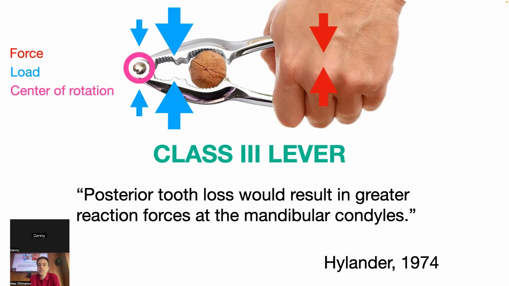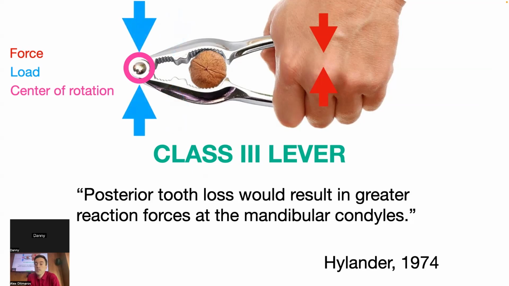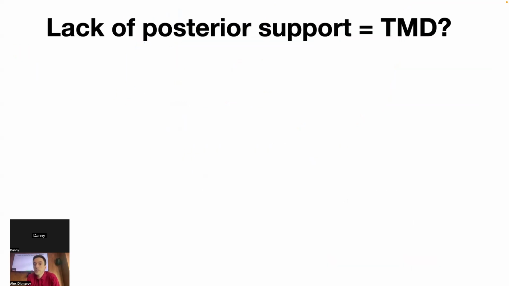And next he says, posterior tooth loss would result in greater reaction force at the mandibular condyles, right? So in other words, he says that when a patient does not have many posterior teeth, there will be increased loading on the TMJ. This raises a question. Does the lack of posterior support always lead to TMJ disorders?